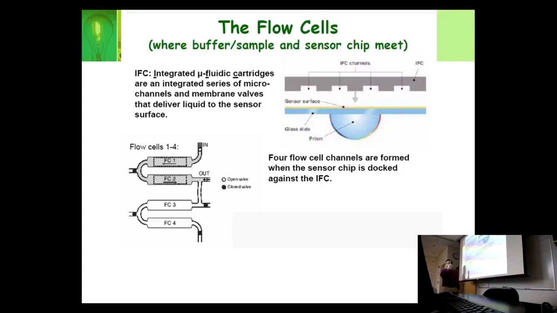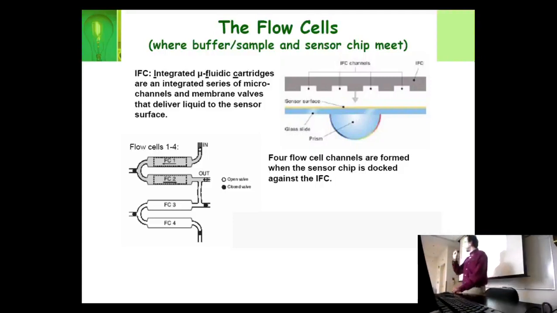And when you look at it in the lab, you'll see it's orange. It's orange because it's orange rubber that can be depressed by air. The way that you open and close valves within this, you see there's open valve and closed valve, and you have different flow cells within the IFC, and you can flow stuff through by opening and closing the valve and then just pushing it through with a syringe pump.